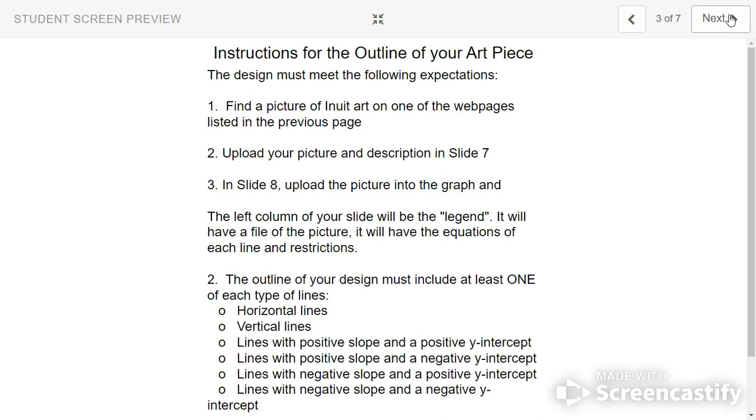Now, what you're asked to do is to take that piece of art and draw an outline for it. You're going to find the art, upload the picture in slide number 7, and then in slide 8, you're going to upload the picture into the graph and create an outline.